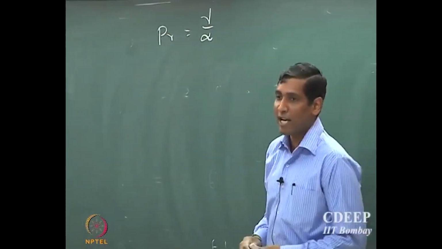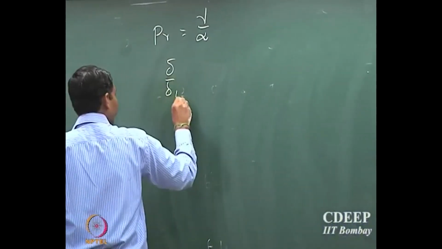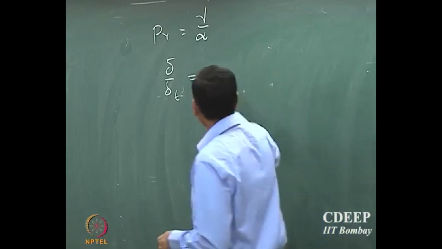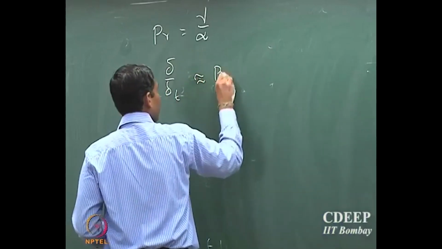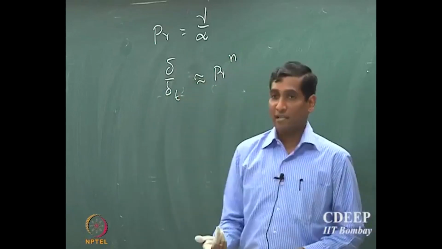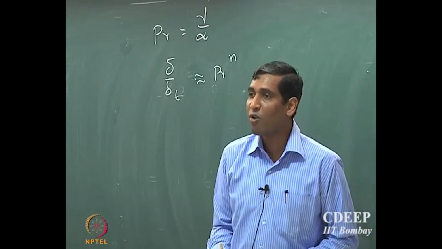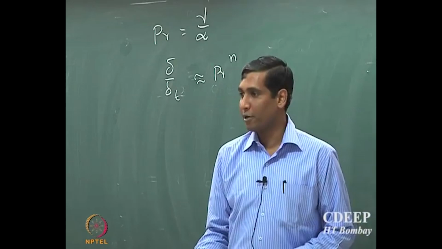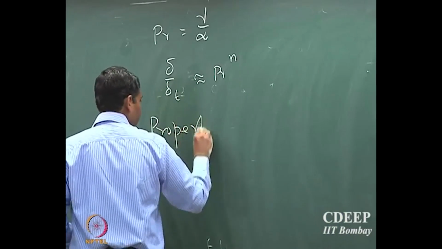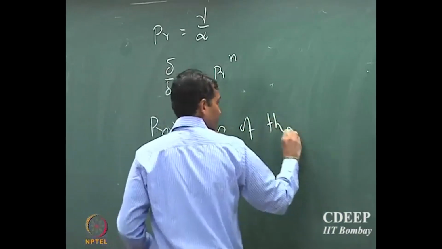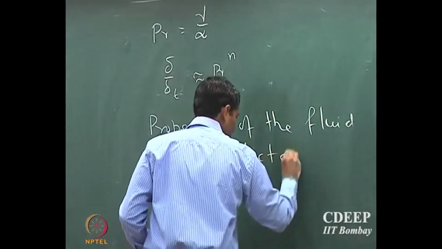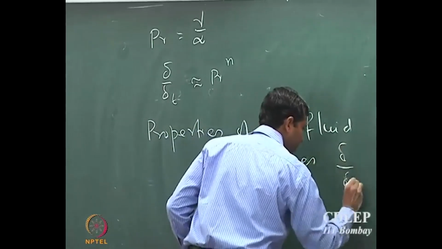Prandtl number is nu over alpha. So note that we also said that delta by delta t, which is the ratio of the momentum boundary layer thickness to the thermal boundary layer thickness, scales as Prandtl number to the power of n. So the boundary layer thickness that you are going to get, the momentum and the thermal boundary layer thickness, is now going to be dependent on the properties of the fluid. So the properties of the fluid now dictate delta by delta t, right.